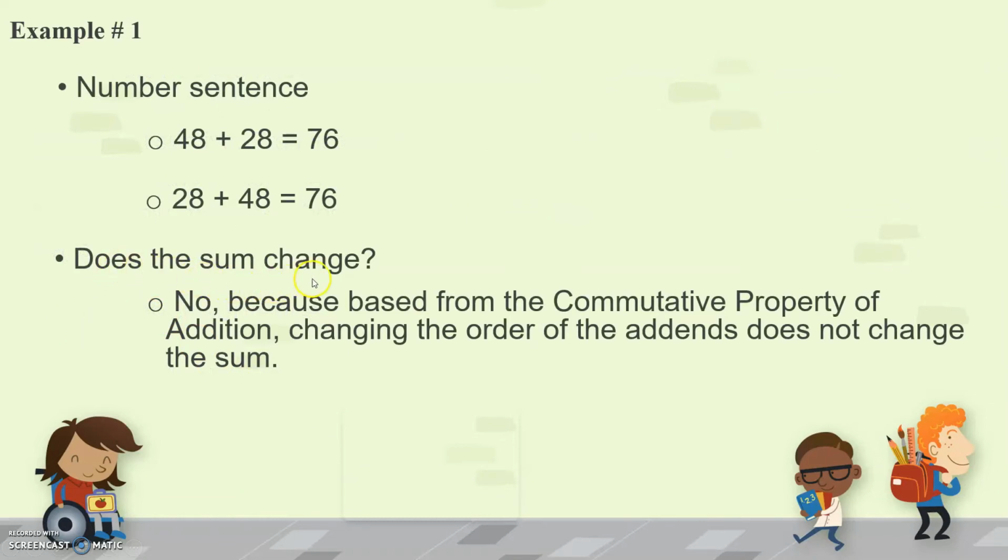So, does the sum change? No, because based from the commutative property of addition, changing the order of the addends does not change the sum. So, ang ginamit natin dito is commutative property. Bakit? Kasi hindi siya nakagroup. Okay, binaliktad lang yung numbers pero walang groupings na nangyari.